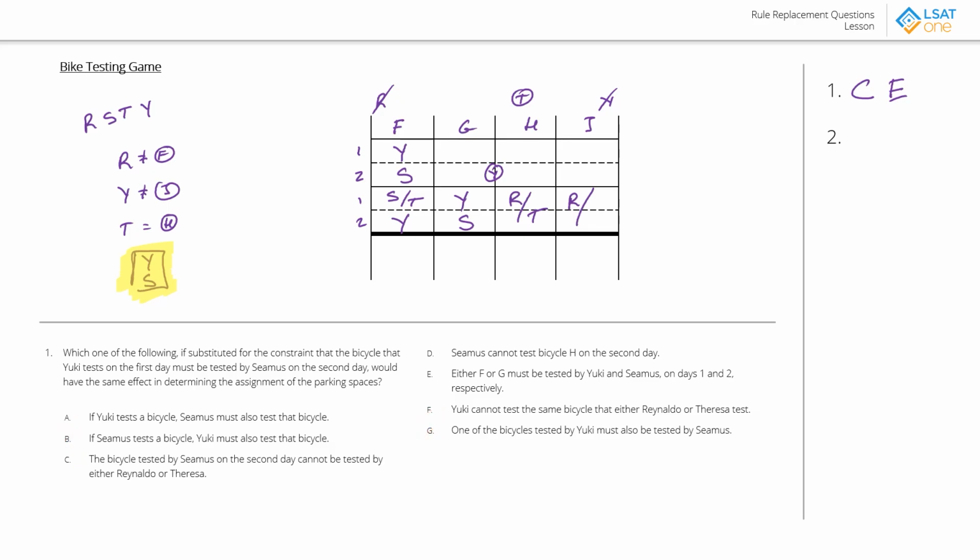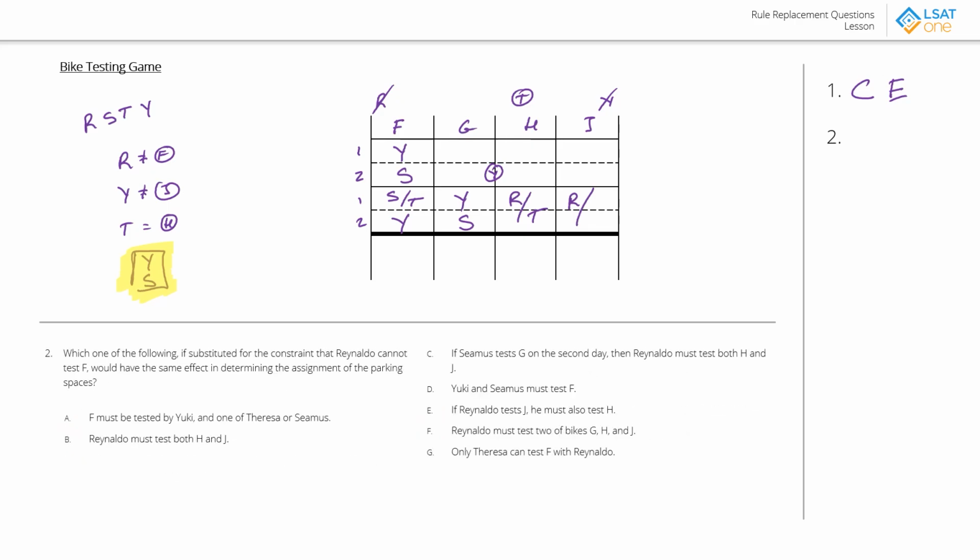Onwards, let's take a look at number 2. Now, once again, take a look, see what you can do with it on your own first, and resume when you're ready.